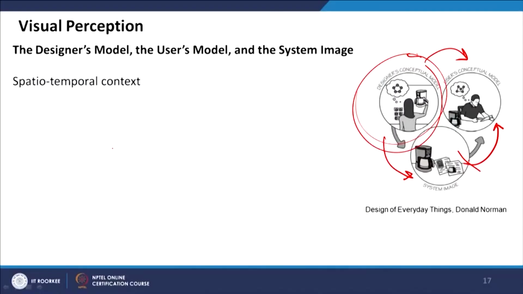For example, if there is a new product designed from the designer's conceptual model, and when this product launches and becomes available in the market, people see the product, and this product again has some influence in changing the visual perception or the mental model of the user.